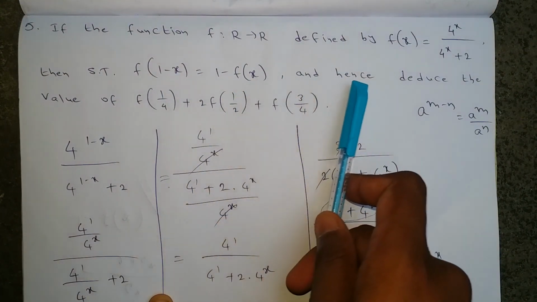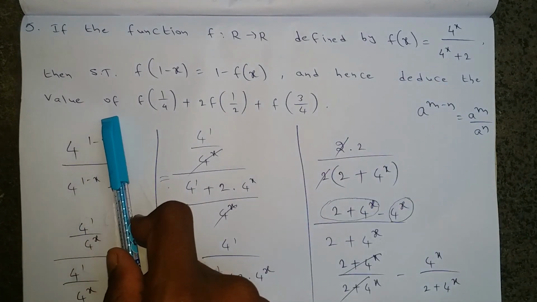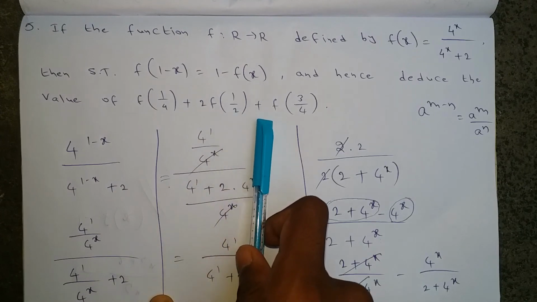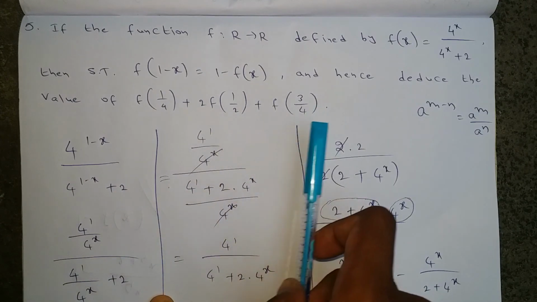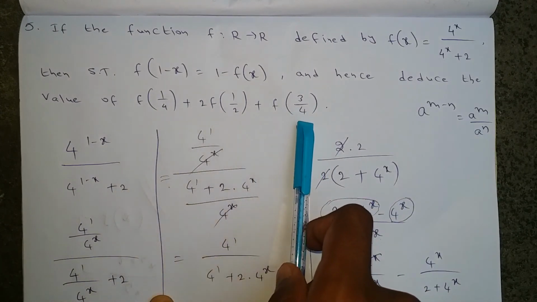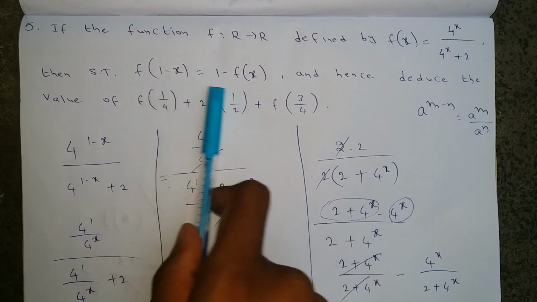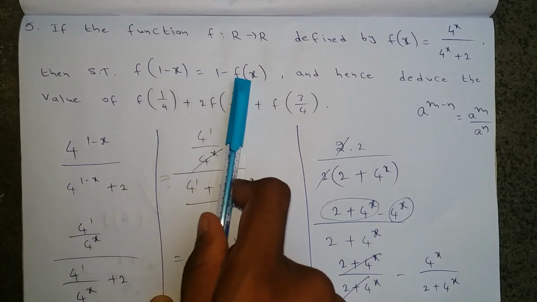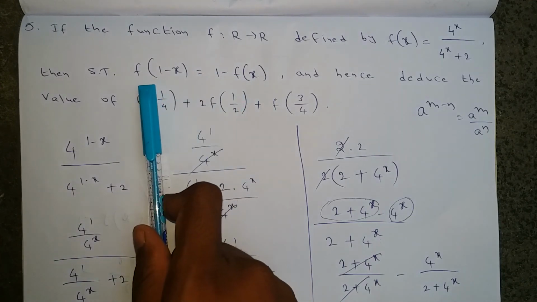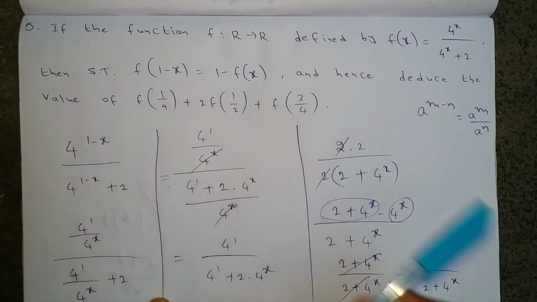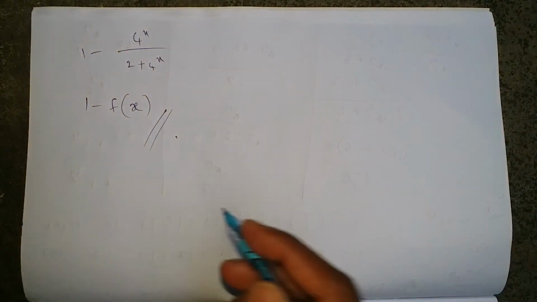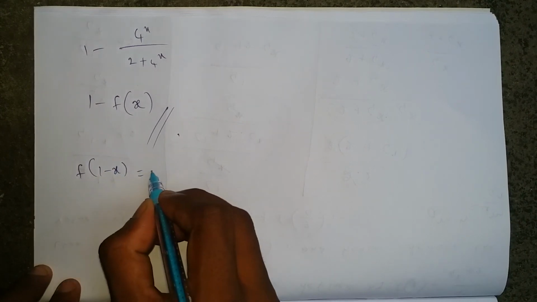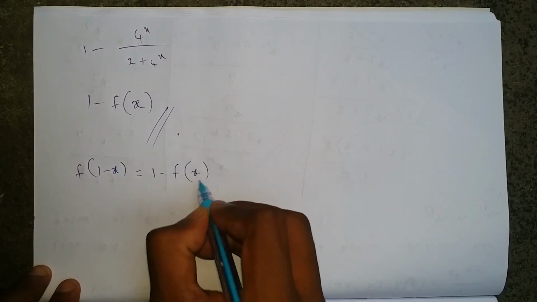Then he said, hence deduce the value of f of 1 by 4 plus 2 times f of 1 by 2 plus f of 3 by 4. So we need to solve this value by using this only, because we just solved this. So by using this compulsorily, we need to solve this now. So here, f of 1 minus x is equal to 1 minus f of x.